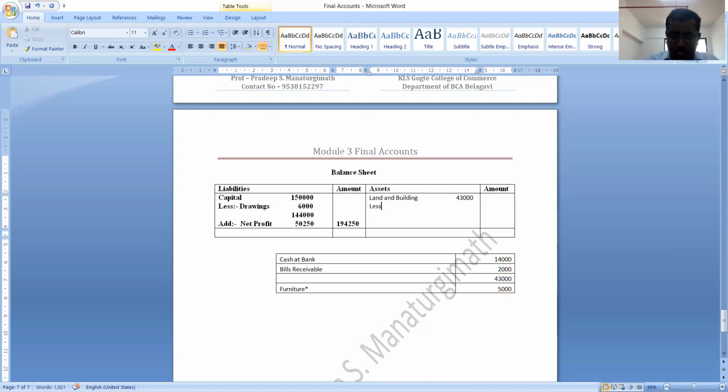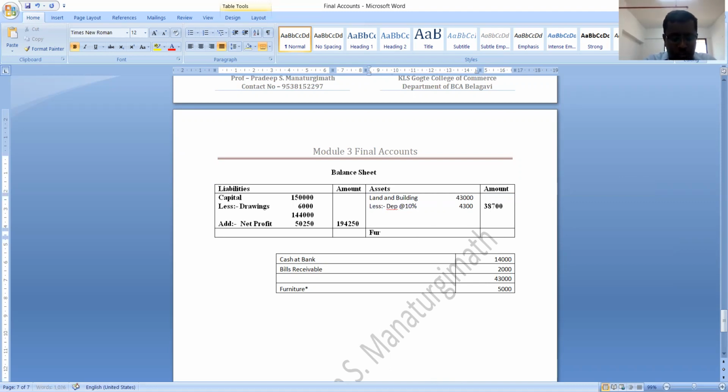Yeah, we'll make that adjustment. What is that adjustment? Less depreciation. At what percent? At 10%. So 10% of this 43,000 is how much? It is 4,300. So 43,000 minus 4,300 is how much? It is 38,700.